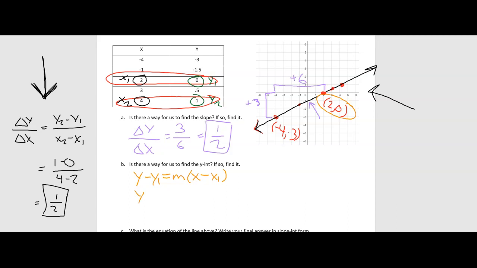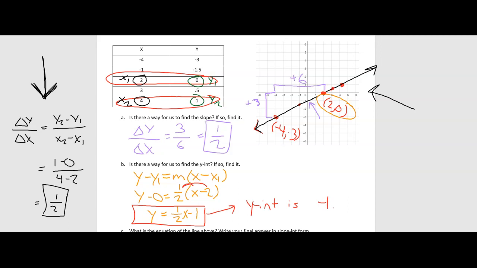My y1 is 0, so y minus 0. My slope is 1/2, and my x1 is 2, so x minus 2. If I simplify here, I get y is equal to 1/2 x minus 1. Again, that's after I distribute this 1/2 to both the x and the -2. So this is our slope-intercept form, which means our y-intercept is -1.